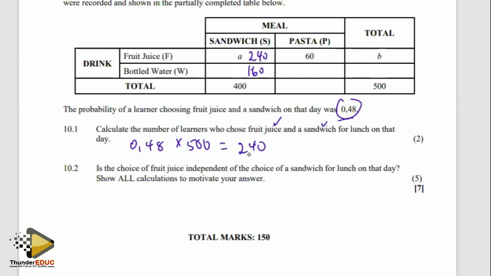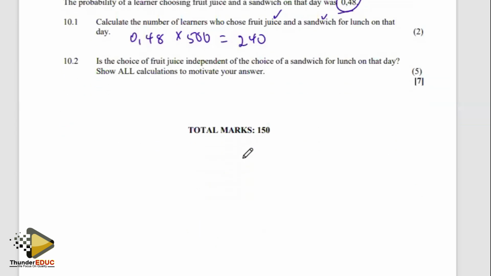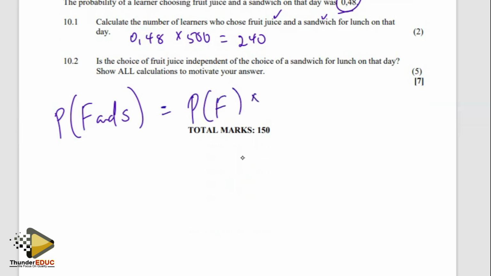Okay, so if that is a 240, we need to find what is here, which is a 160. And then if this is 400, this is going to be 100 to make it 500, which means that's a 40. This is going to be 200, which means this is a 300. Okay, the rows and the columns must tally up. Then is the choice of a fruit juice. Okay, probability of a fruit juice and a sandwich. Are they independent? So that's going to be probability of the fruit juice times the probability of the sandwich.